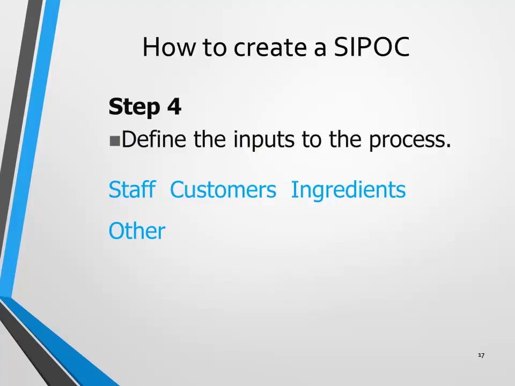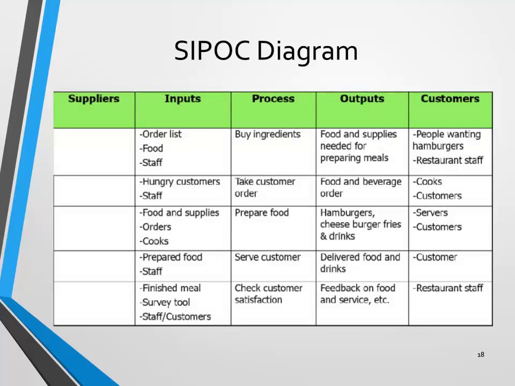In step 4, we define the inputs to the process, such as the staff, the customer, and ingredients. The SIPOC is almost complete. We now have inputs, process, outputs, and customers.